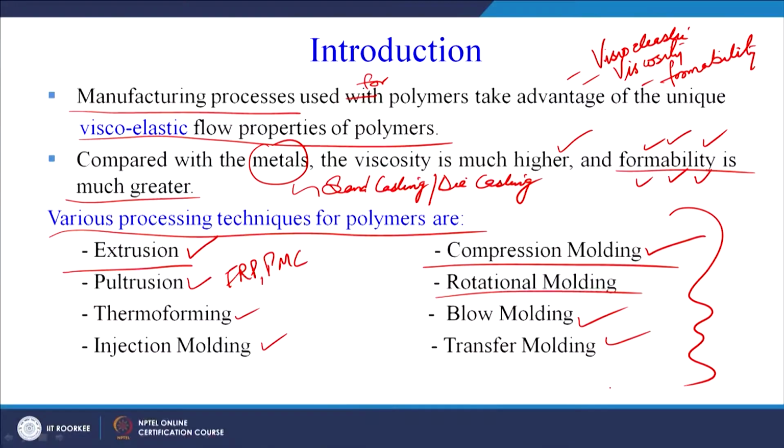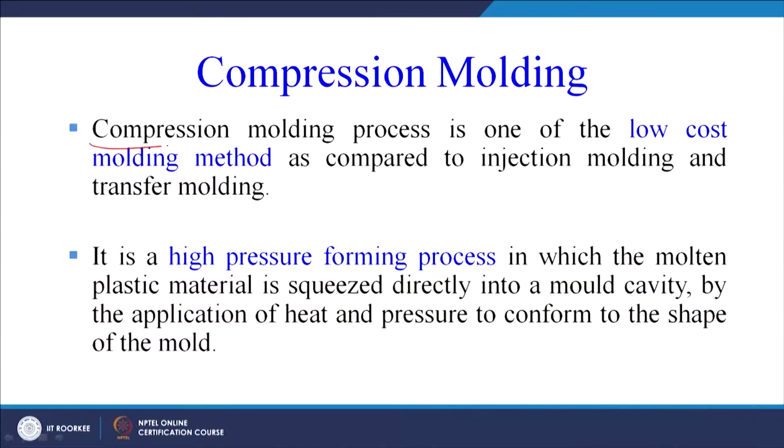Then if we go to the next stage, what is our target? Our target today is to discuss two processes and what are the guidelines for products that have to be made by these processes. Let us first see the compression molding process. The compression molding process is one of the low cost molding methods. It is an inexpensive or cheap method of making the product as compared to injection molding and transfer molding.